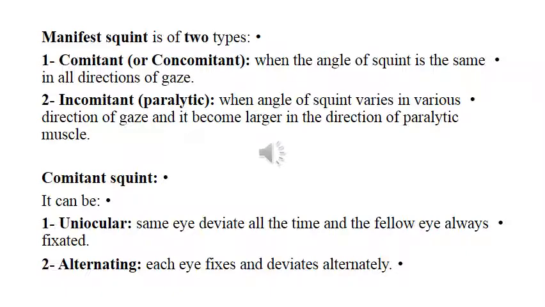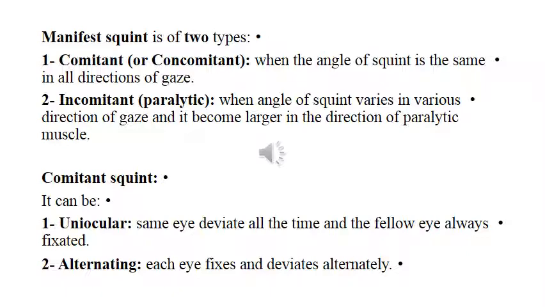While incomitant, this is the paralytic type of sequent. This means that the angle of sequent varies in different directions of gaze, becoming more or higher in certain directions and lesser in other directions. This is the incomitant, which is paralytic. It occurs when there is cranial nerve palsy usually. Well, the concomitant is the common type of sequent in the pediatric age group.